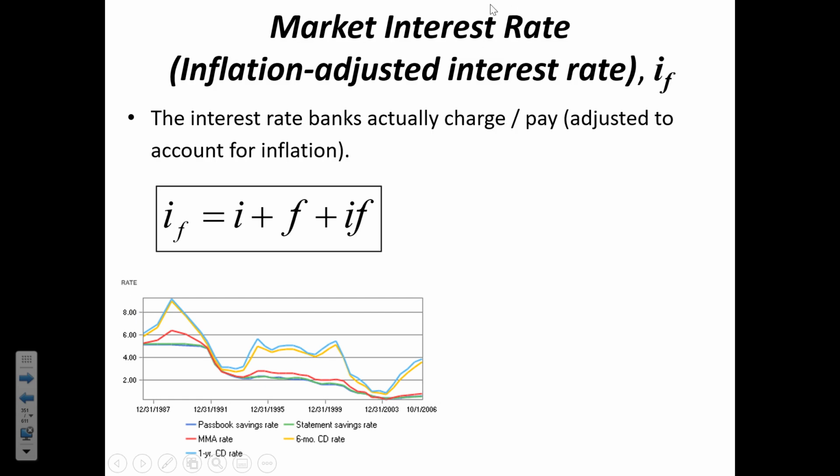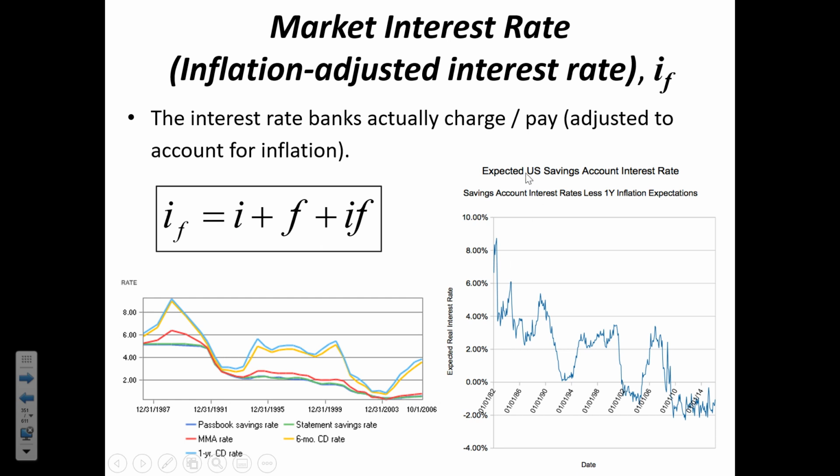Market adjusted interest rate, just to refresh your memory, this variable I sub f, we sometimes call the inflation adjusted interest rate, and the other name for it is the market interest rate, because that's just the rate that a bank would charge to borrow their money, or the rate that a bank would pay when you save money. And they don't come right out and publish what the real interest rate is. They don't make any mention of what the inflation rate is. It's just the interest rate that you're getting is what you get, and your real interest rate might be negative.